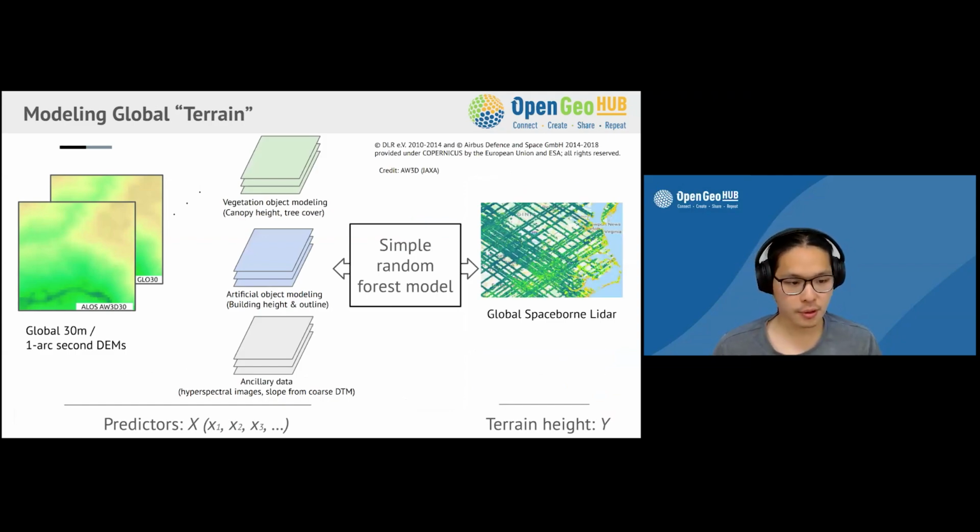To model the global terrain, we can incorporate all these digital elevation models with some auxiliary layers like vegetation object modeling, such as the canopy height model and tree cover, and also an artificial object model, because we also want to map out the buildings. We also use accessory data like hyperspectral-derived indices such as NDVI or NDWI, which are related to vegetation or human settlement. We are trying to see if we can use this data to map the terrain, which can be observed by the instrument we just mentioned, the spaceborne LiDAR. So we try to incorporate this concept using a simple random forest model.